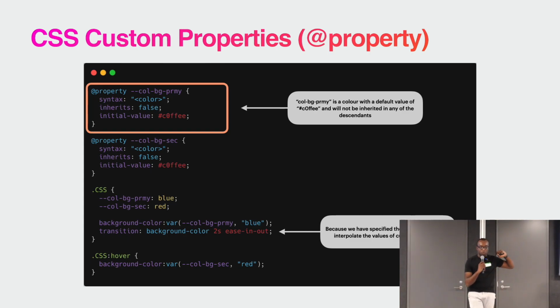So by defining these rule sets here, we can say that these custom properties now have a specific syntax. And because they have a specific syntax, the browser can now interpolate the values between blue and red. So yes, custom properties are now animatable. Because the browser can now interpolate the differences between blue and red, it can smoothly transition from one to the other when you hover over the element and you're using custom properties itself.